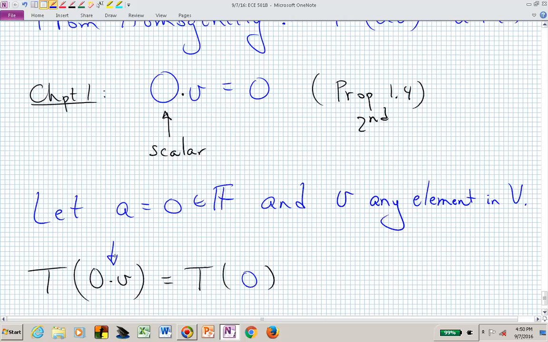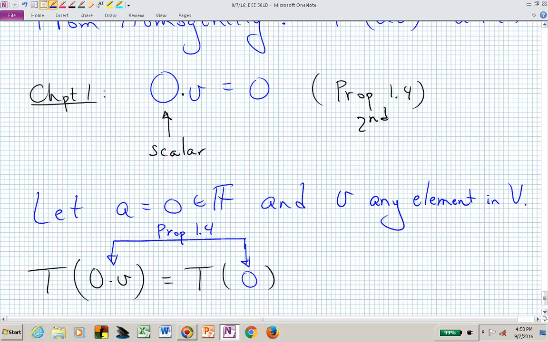So this argument relationship on both sides of that equality is a true statement from Prop 1.4. Is that okay?